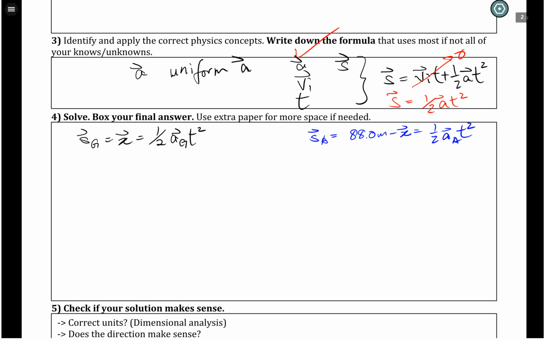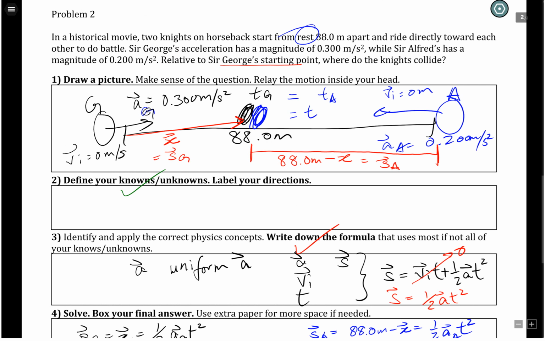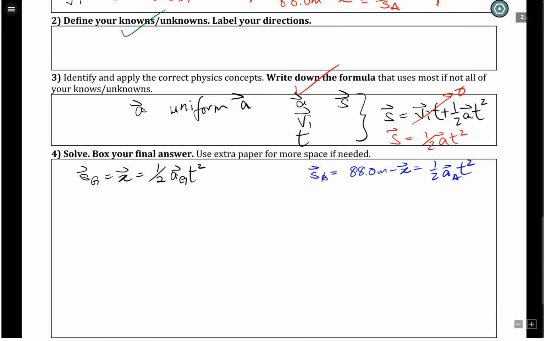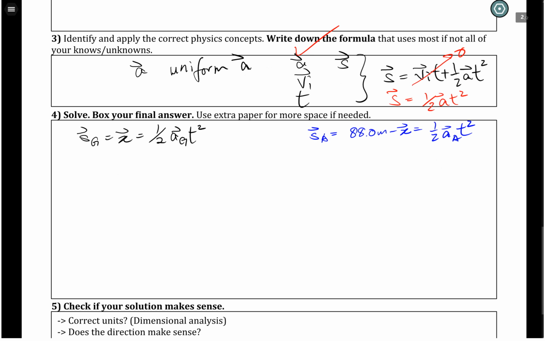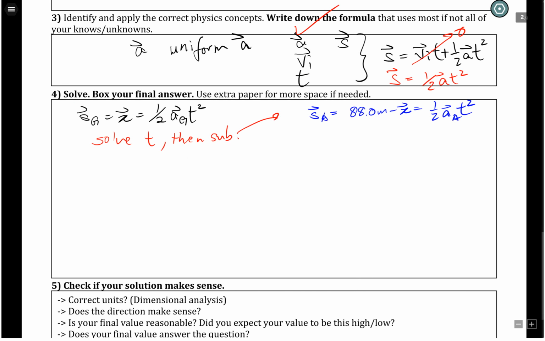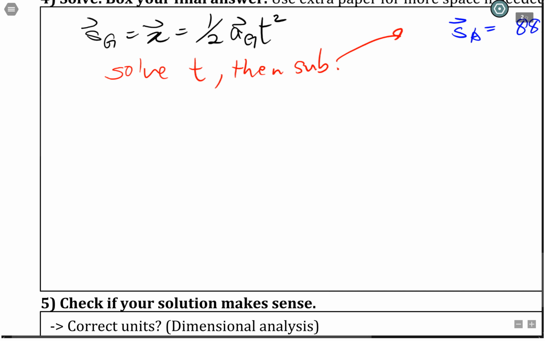Since we need to solve for the distance, the point at which the knights collide, we need to solve for x. Because we are solving for x, I'm going to substitute t into the other equation. So I'm going to solve for t, then substitute into the other equation. I'm going to start with Sir George because his equation looks a lot simpler.